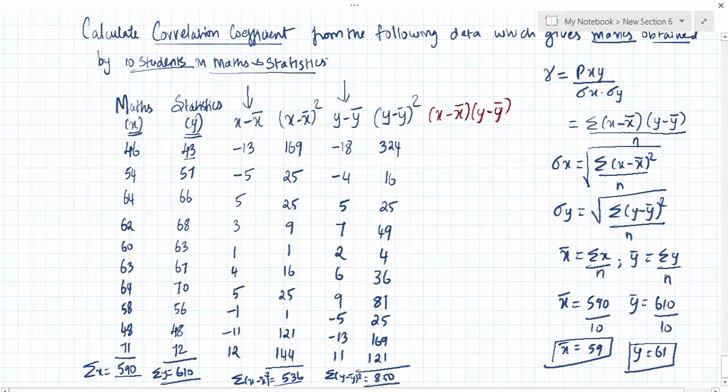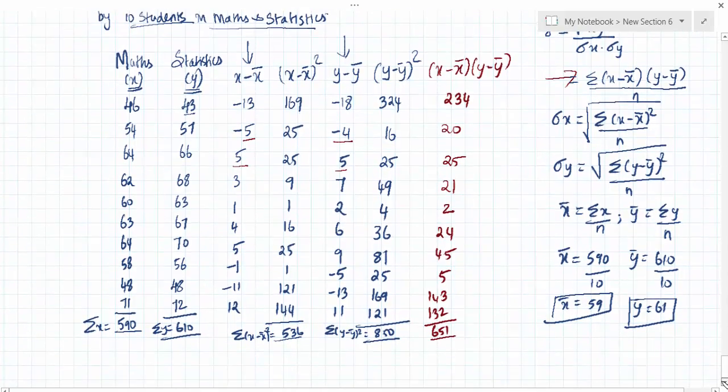So it is minus 13 into minus 18, so it is 234. Minus 5 into minus 4 is plus 20. 5 into 5, 25, and it goes like this: 21, 24, 45, 143 and 132. So now if you sum this, you would get the summation of x minus x bar and y minus y bar, and it is 651. So we have most of the information. Now we'll try to make use of this information.